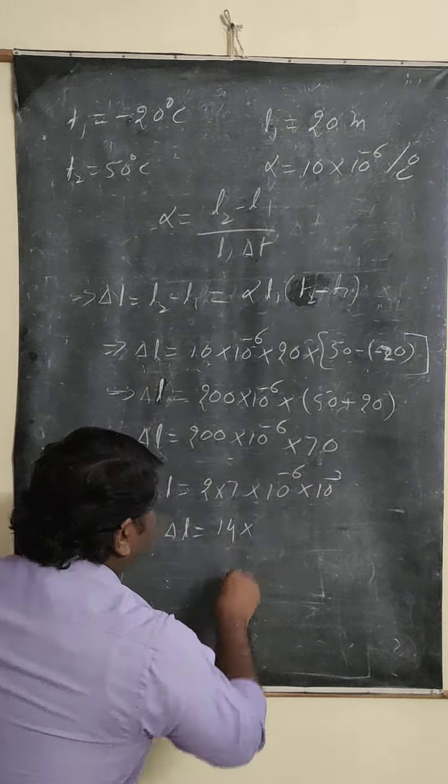So this much gap you have to leave between the two concrete slabs, so that when the temperature increases up to 50 degrees Celsius, there will be no problem.